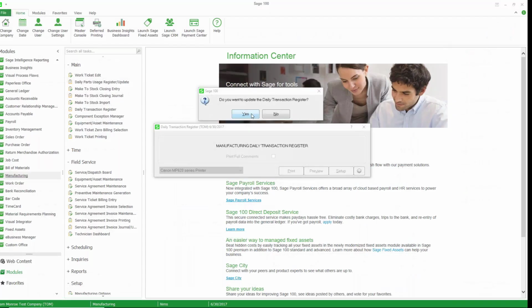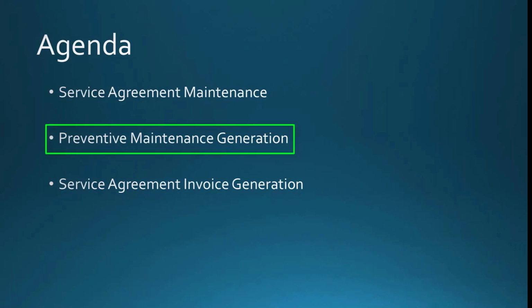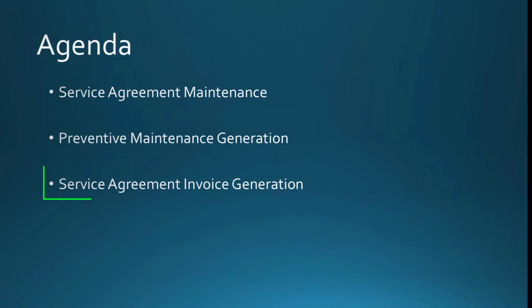Let's go ahead and close that. So let's review our agenda. So we talked about where we go in to put in our service agreement and creating those service agreements and the various attributes of those agreements. We talked about preventive maintenance generation. So one of those service agreements has preventive maintenance. We're going to go ahead and create work tickets for that, which allows us to bill the customer based on the parameters for this on the service agreement, but also post costs and labor, material, those kinds of things. And then we also talked about if we have a service agreement that is prepaid, how we can generate the invoices for that.